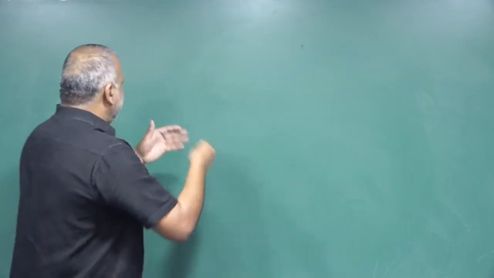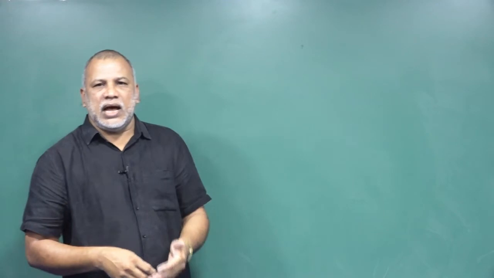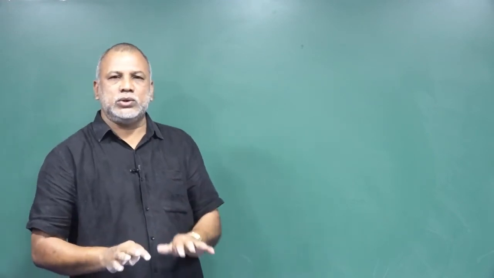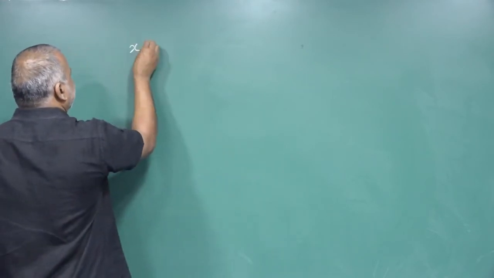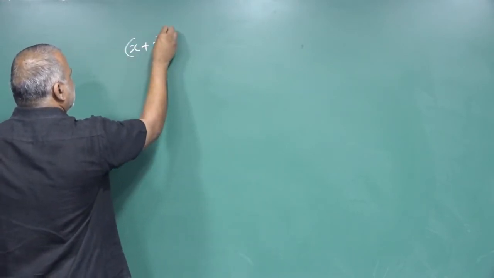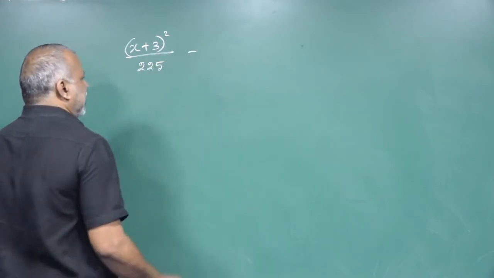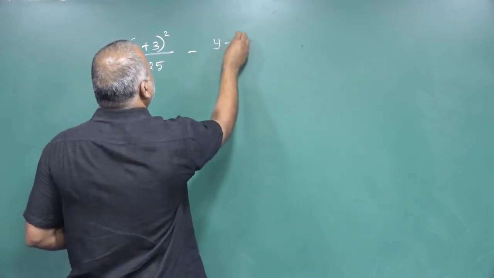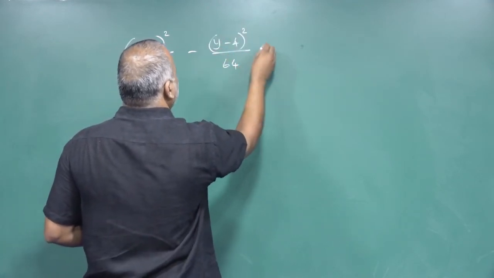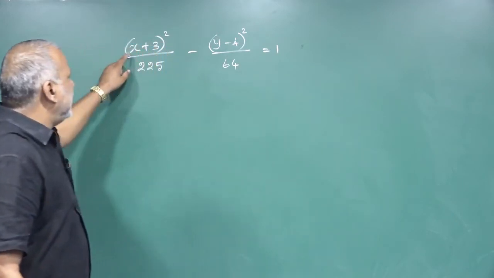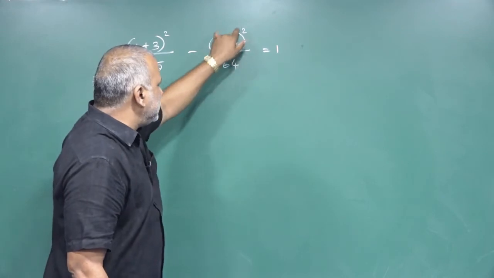Find the center, foci, vertices, directrices and sketch the diagram. So far we are going to work out the same type of questions, but here the question asked is like this. The given is (x plus 3) the whole squared divided by 225 minus (y minus 4) the whole squared divided by 64 equal to 1.